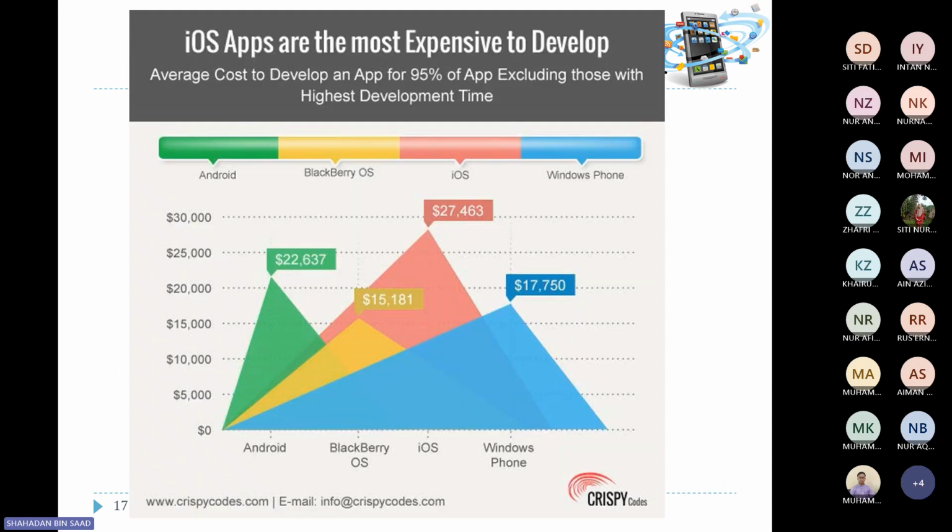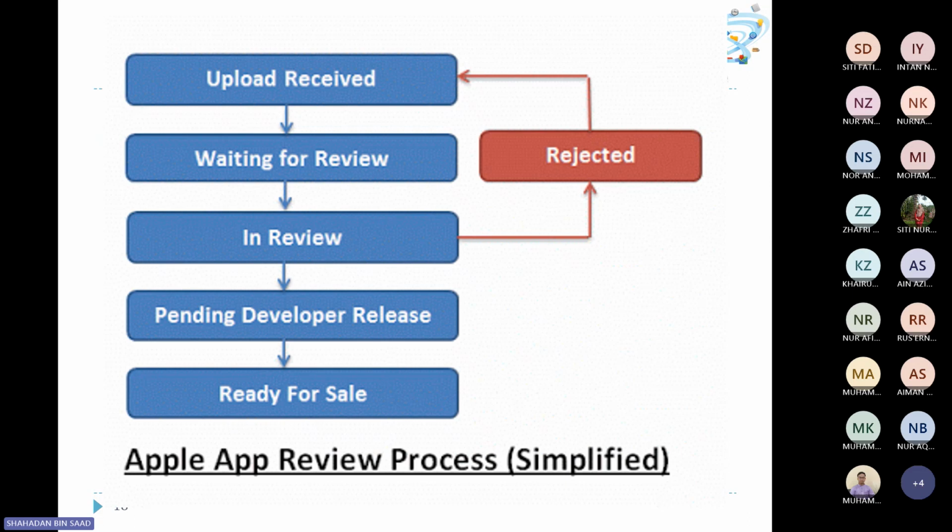Okay, iOS apps are the most expensive to develop. Average cost to develop an app for 95% of apps, excluding those with highest development time. So, iOS paling tinggi ya. Nak develop dia mahal. Cost dia mahal lah. Right.